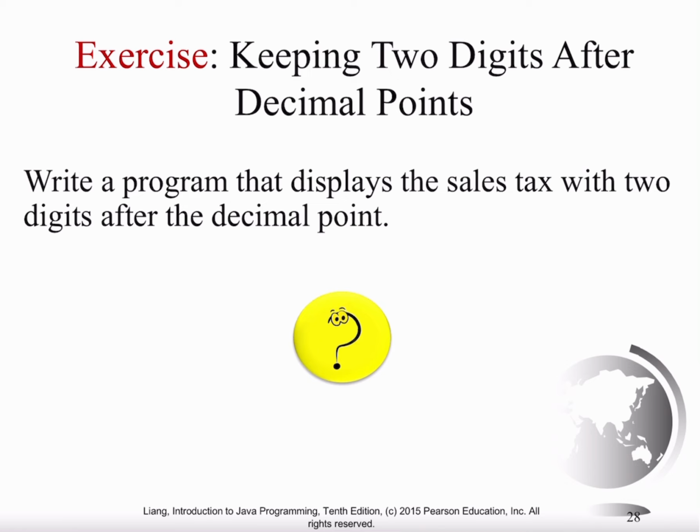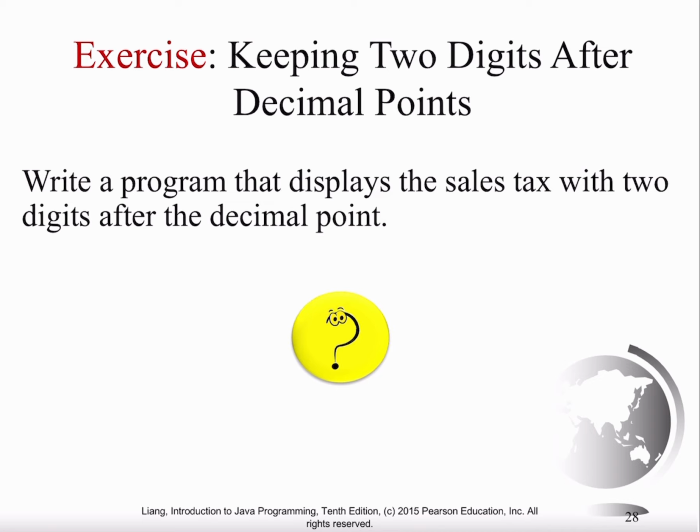Here we have an exercise. Write 2 digits after a decimal point. So, for example, if we have a division and the output has many decimal points and we only want 2 of them, that is also a job for casting. We will be casting those decimal points.